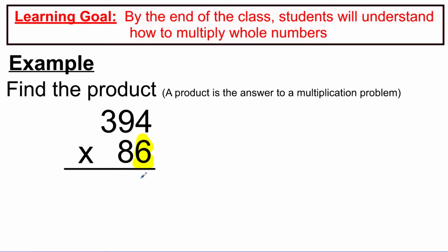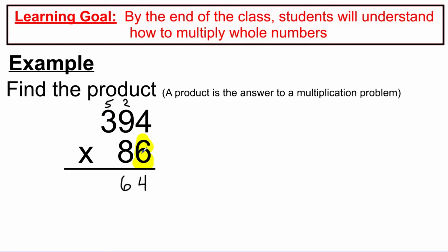6 times 4 is 24. I'm going to place the 4 down here, and in the 10s place, the 2 goes up top. Okay. 9 times 6, right? So now I'm just going to keep going. The 6, I'm going to move to the next spot over. 9 times 6 is 54. 54 plus 2 more is 56. So I'm going to place the 6 down here and carry up the 5. So there's my 56.